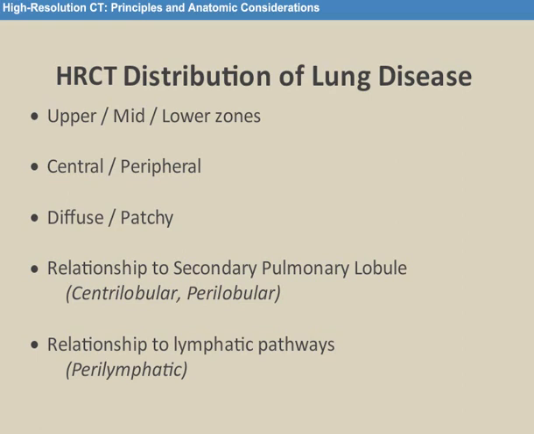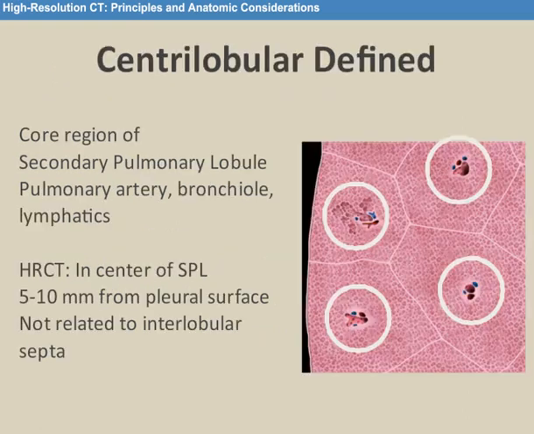And keeping in mind the secondary pulmonary lobule, can we see a relationship to those lobules? Is it perhaps centrilobular abnormality, perilobular? And can we see relationship to those lymphatics we talked about? So I'm just going to give you an introduction to these concepts. So if you're not familiar with the centrilobular concept, here is one way to enter that.